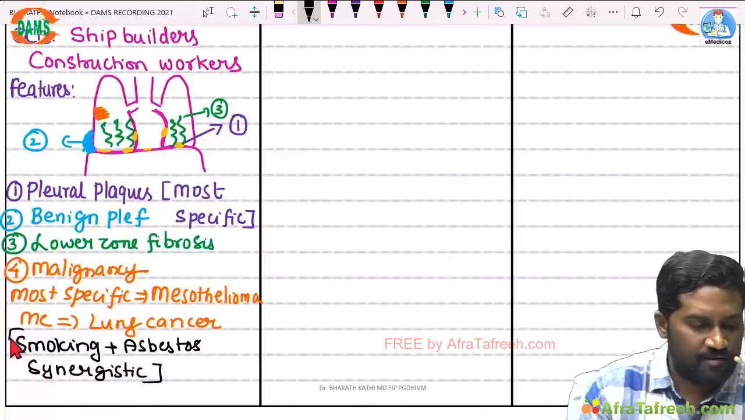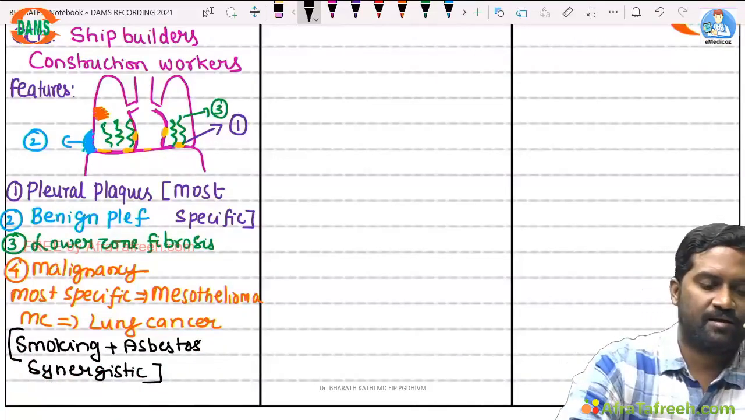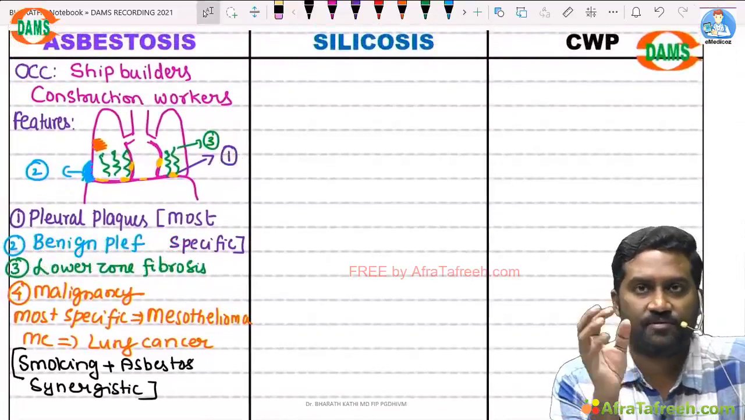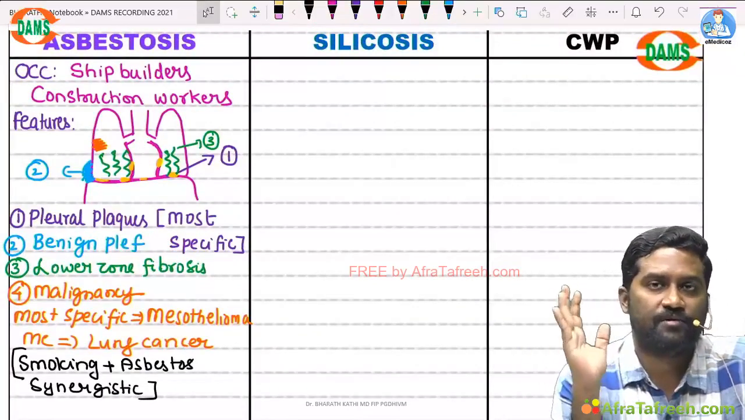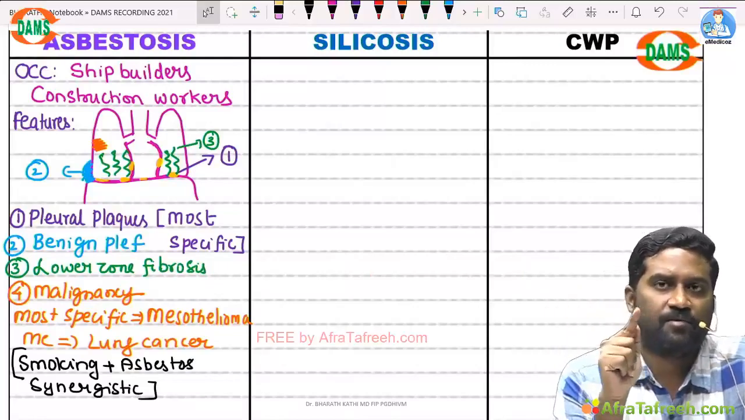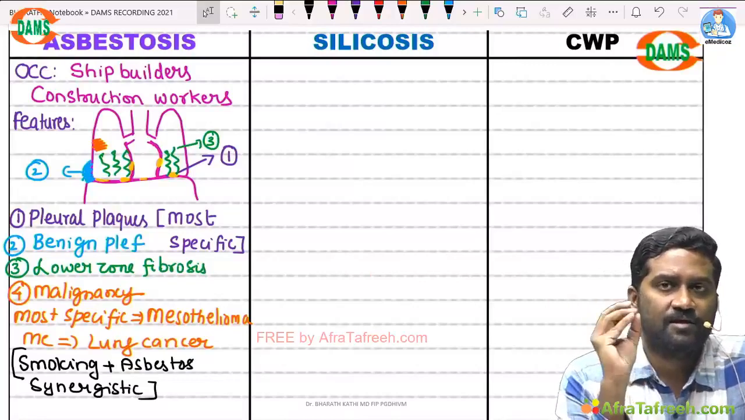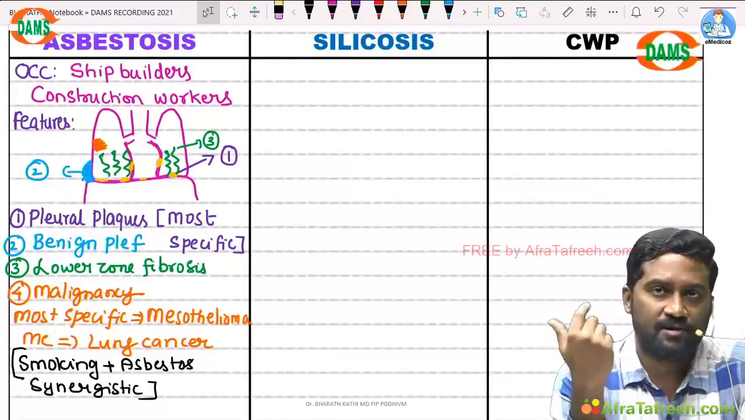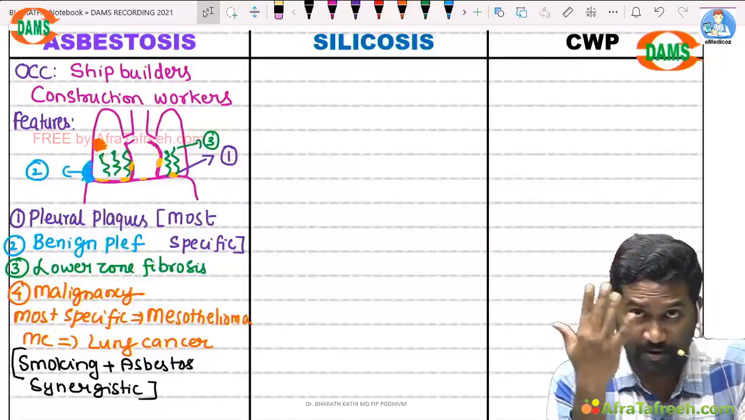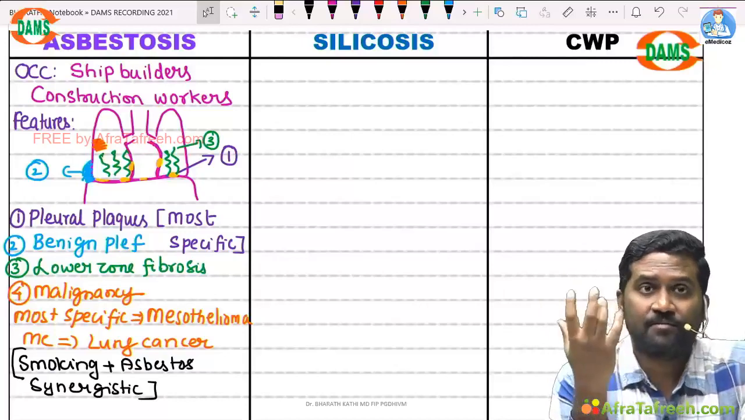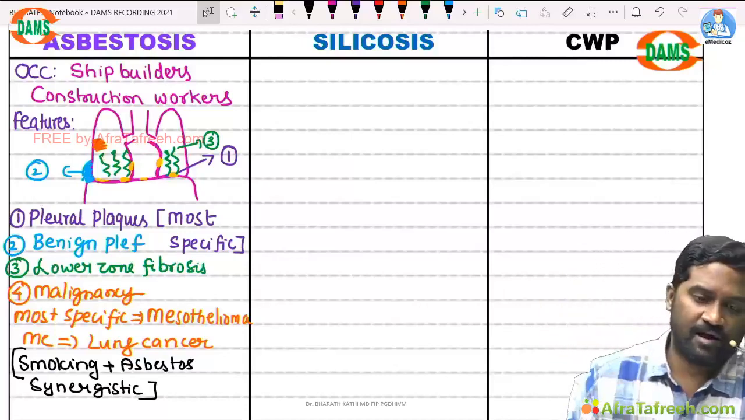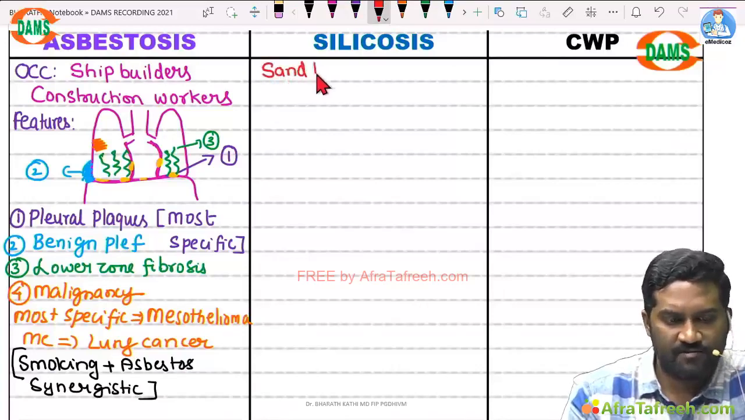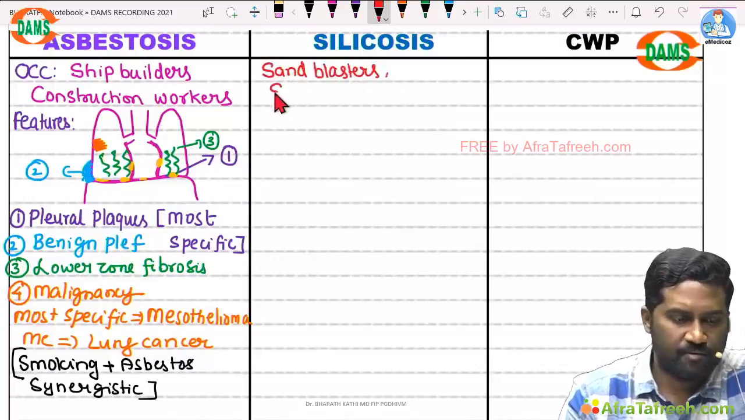Whenever somebody is actively smoking, smoking can damage the mucociliary mechanism. Because of that, when the patient is inhaling asbestos, the asbestos particles will not go out from the body. Already this asbestos particle has high malignant potential. If it is permitted to stay in the lung, the chances of malignancy will be high. So smoking is damaging the mucociliary mechanism and permitting asbestos to stay in the body. That results in more chances of lung cancer. This is regarding asbestosis. Now coming to silicosis, occupations: sand blasters, stone crushers.